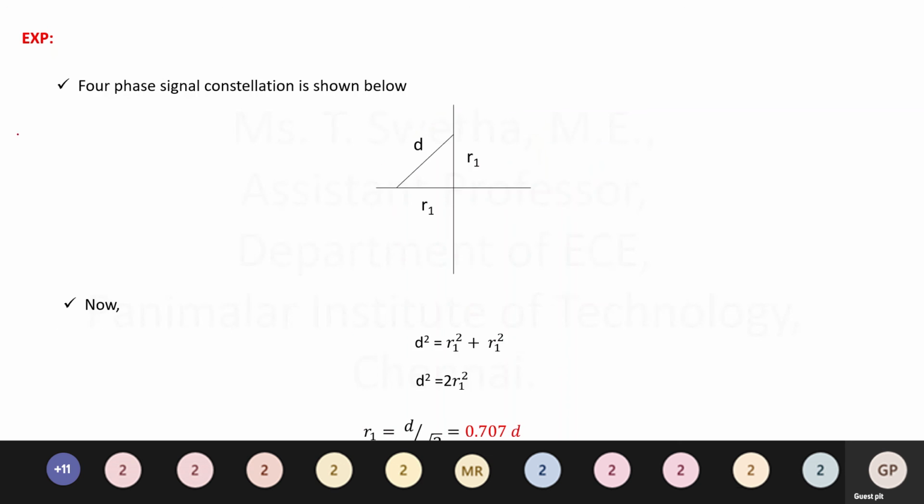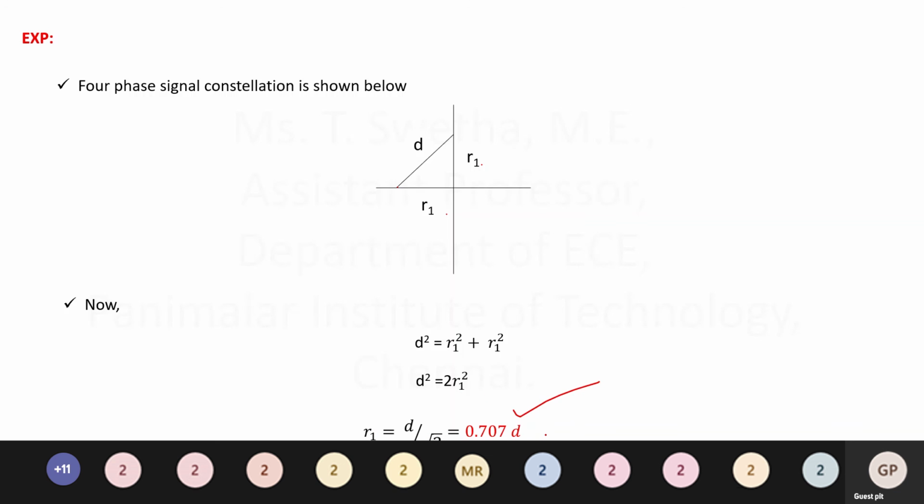For the 4-phase signal constellation, the first diagram, we have taken R1, and the distance formula we already know: D square is equal to R1 square plus R1 square, since both the distances here are R1. So D square equals 2 R1 square. As the result, we got R1 equal to D by root 2, that is 0.707 D.